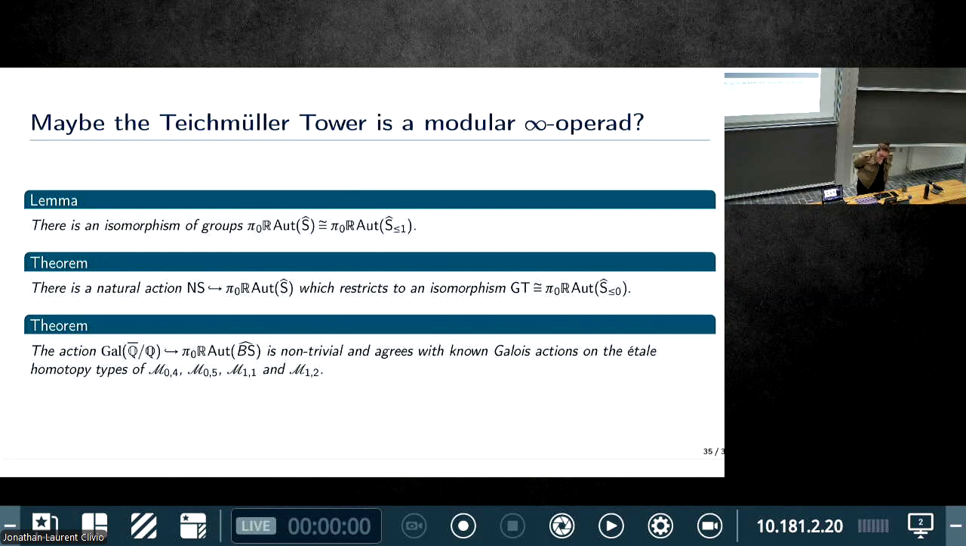then in fact the induced action, right, so the Galois group of Q lives inside NS, acts on this now. This now is an infinity modular operad in pro-spaces. This is non-trivial, and at least the things that we can check agree with the expected Galois actions on M04, 05, 11, 12, which are the only ones I know. Right, and that's it for today.